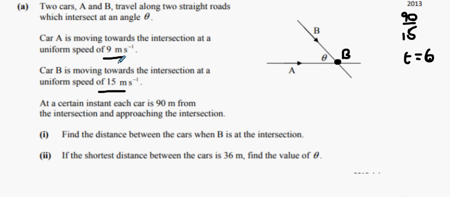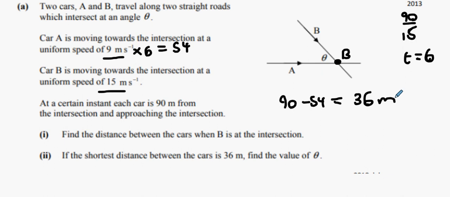Now, in that time, car A has travelled 9 multiplied by 6 is 54. 90 take away 54. Do you know how many marks that went for? 10.